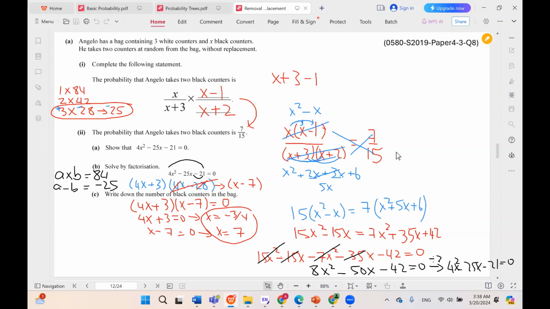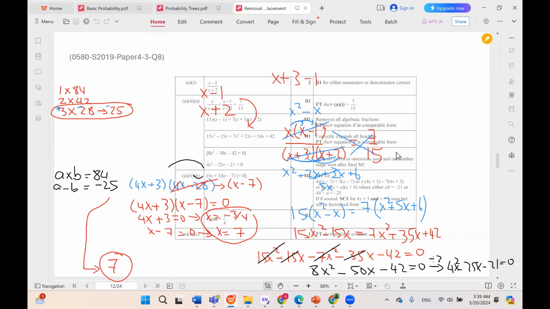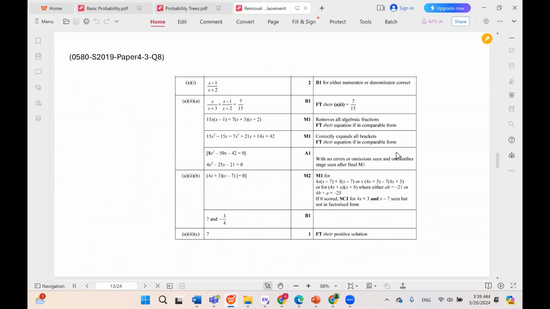Now, in order to solve C, we want to write down the number of black counters. So of course, the number of black counters is 7, because it cannot be negative 3 over 4. This does not make sense as a physical quantity. And these are the correct answers here. And 7 is the correct choice for C.